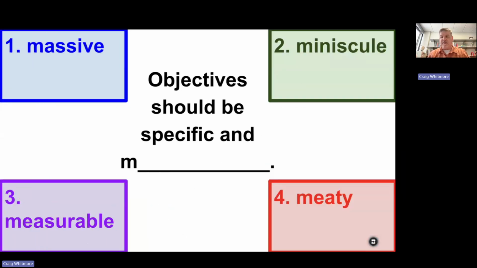So for instance, here's an example. I might put this up on the screen and say, objectives should be specific, and what does the M stand for? Is number 1 massive, number 2 minuscule, number 3 measurable, or number 4 meaty? So this is very similar to what you might play in Kahoot or a Book It type game, but instead of doing it on the computer, the students are actually physically getting up and moving to the corner that they think is the correct answer.